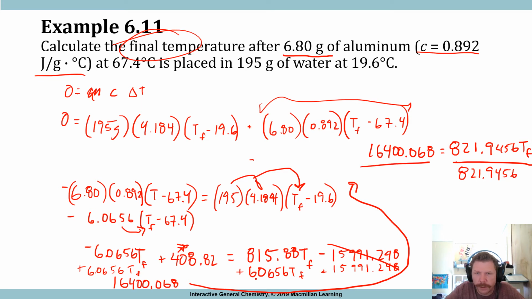So 16,400.068 divided by 821.9456 equals 19.952 equals T sub F. So my final temperature, I'm going to adjust that to 20 degrees Celsius. So there's a little bit involved in that calculation, but there it is.